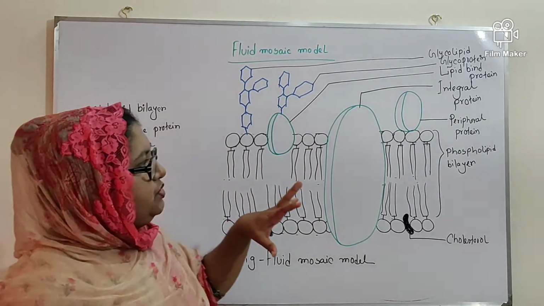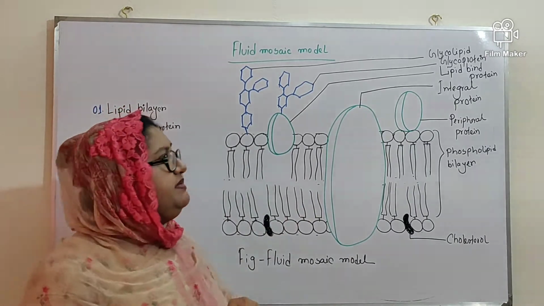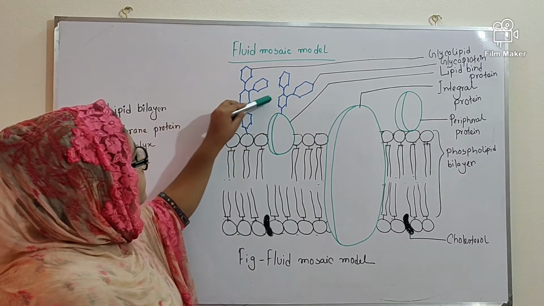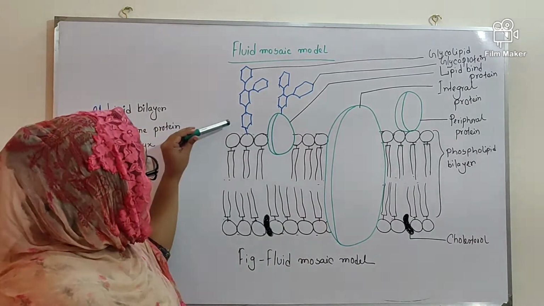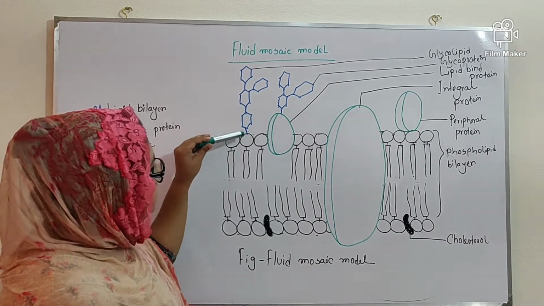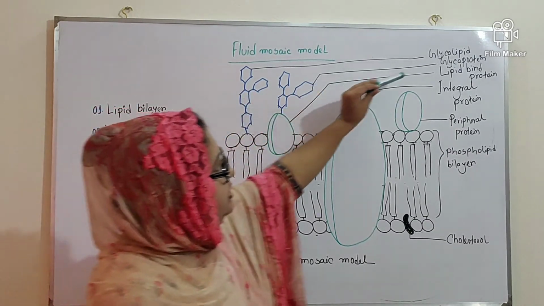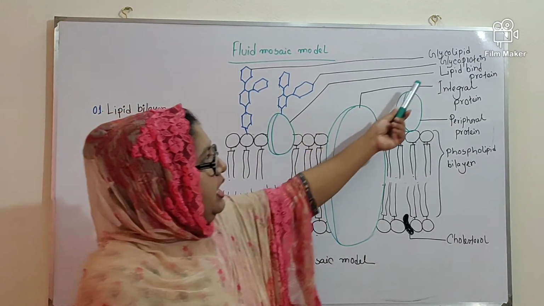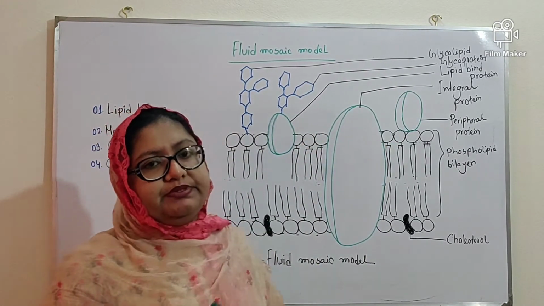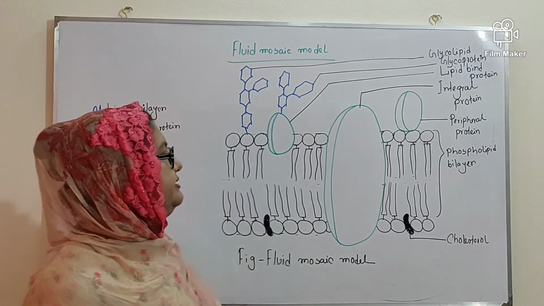Now, glycocalyx. I told you when I was drawing the diagram that there are different carbohydrate chains present along with the cell membrane. When these carbohydrate molecules remain attached to the lipid layer, it is called glycolipid, and when they remain attached to the protein molecule, that is called glycoprotein. These 2 components combined are known as glycocalyx.